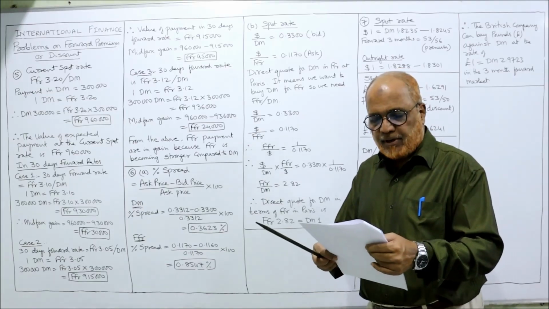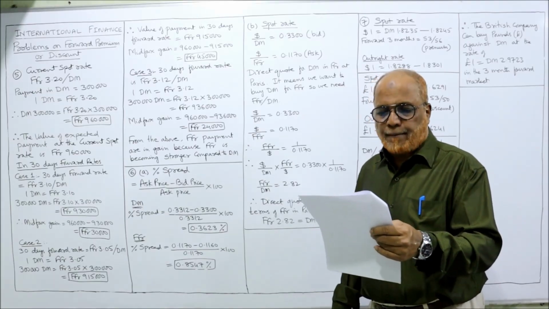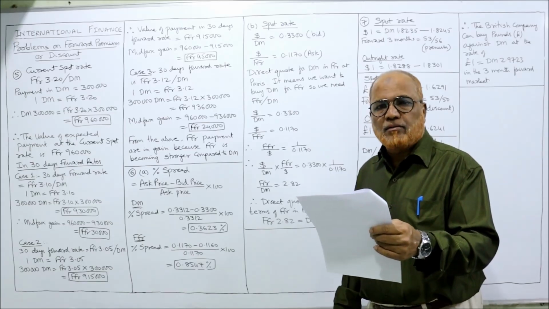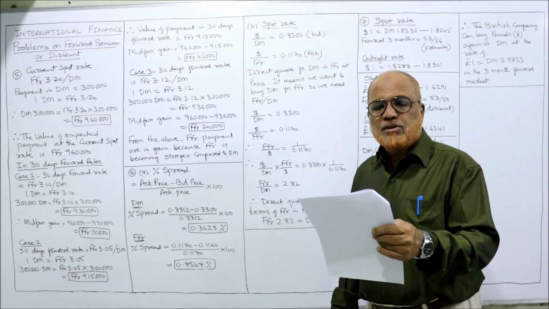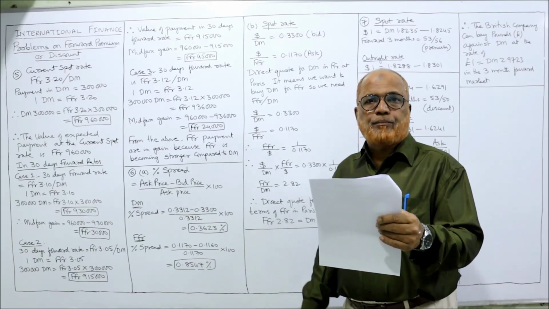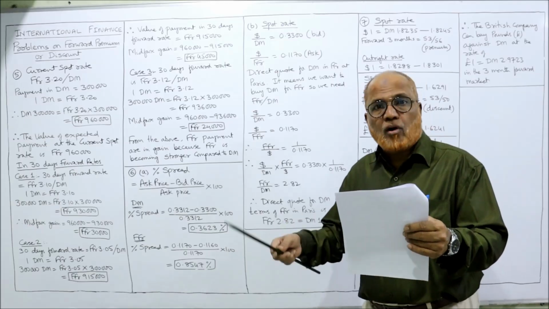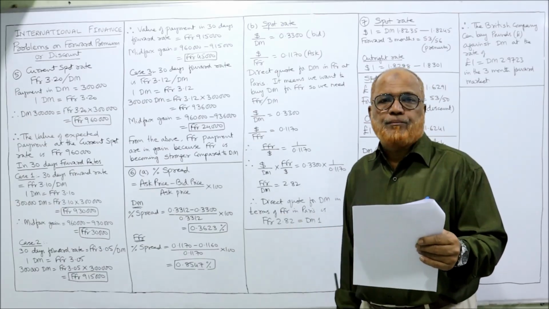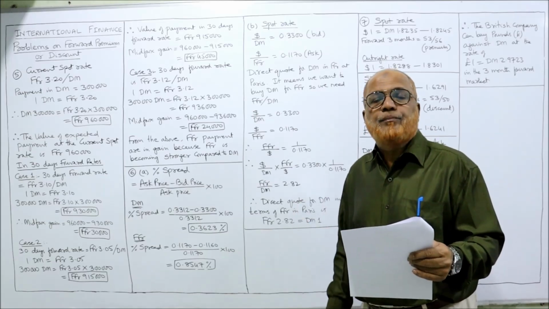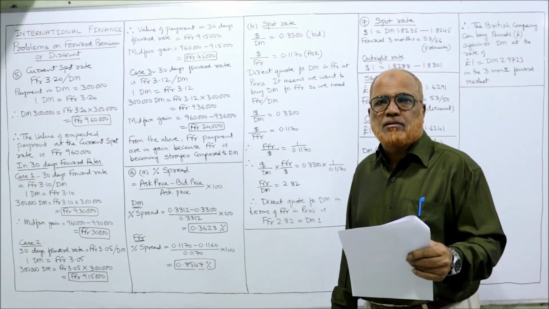First part completed. Now second, B bit, direct quote for DM in FFR in Paris. That means what is the direct quotation for FFR per DM? Because we are calculating for DM in FFR. That means how many FFR is equal to 1 DM. That's what we have to calculate, right?